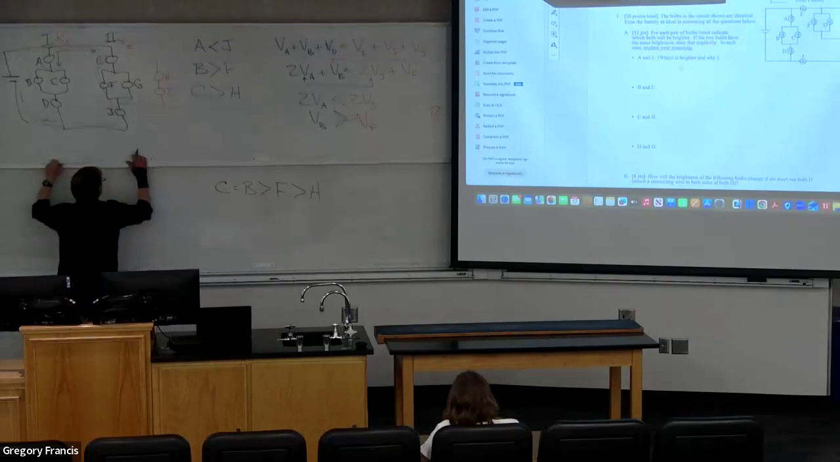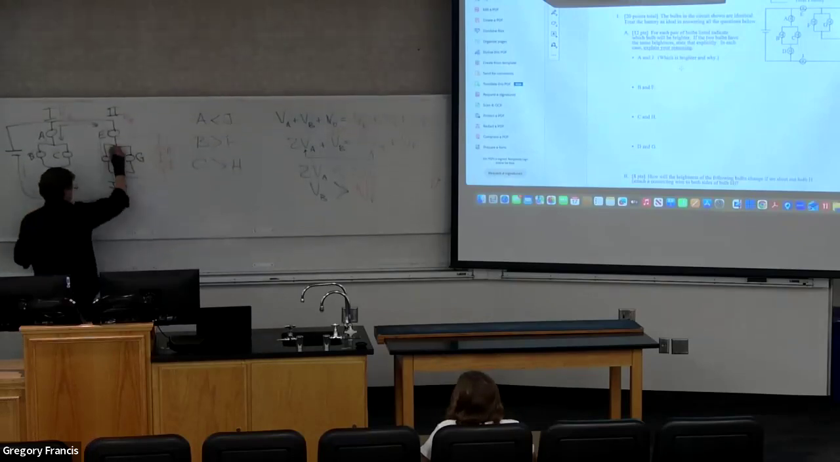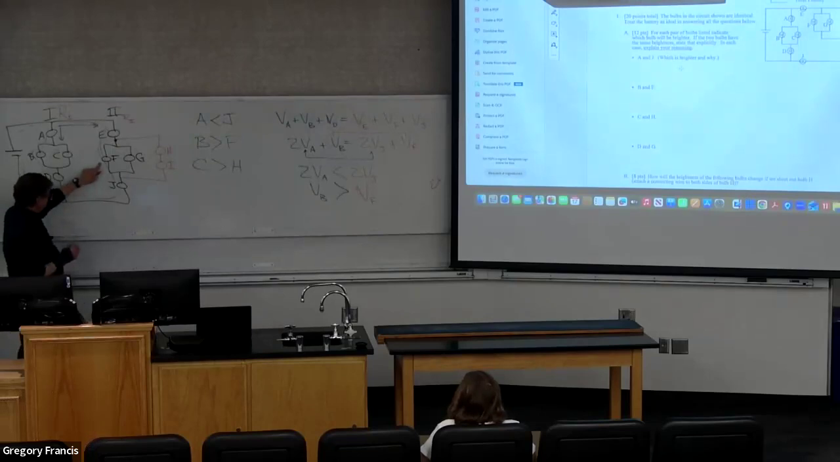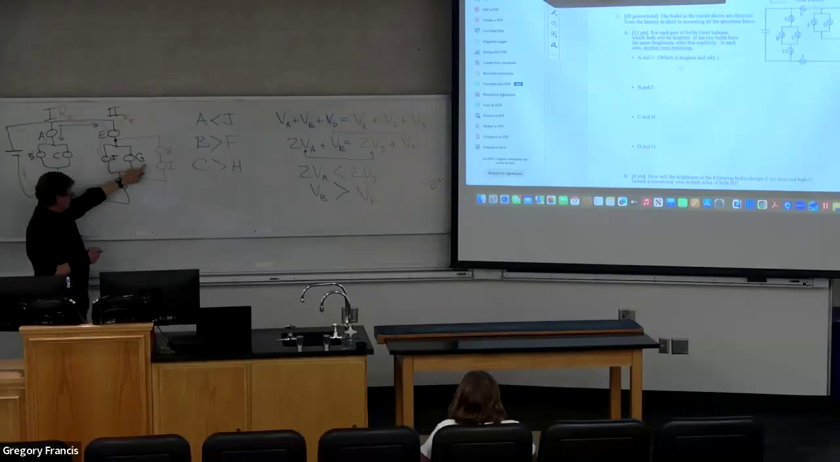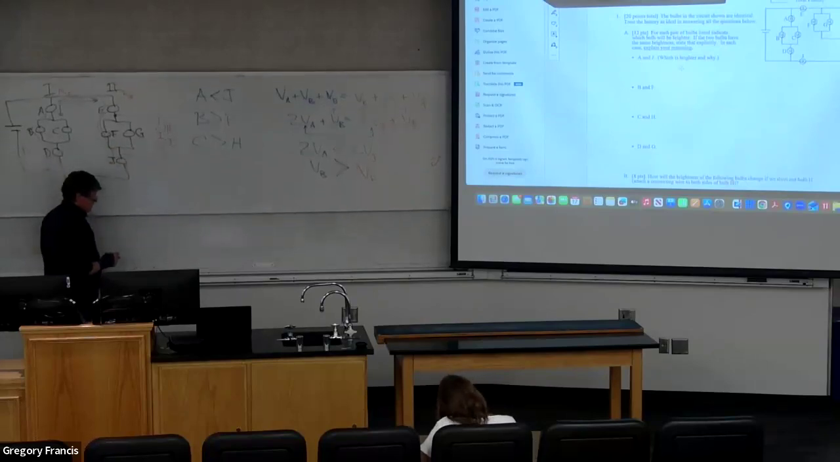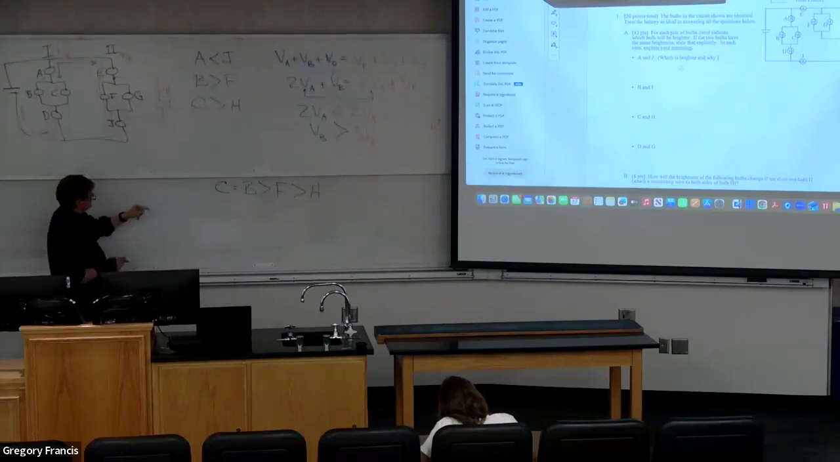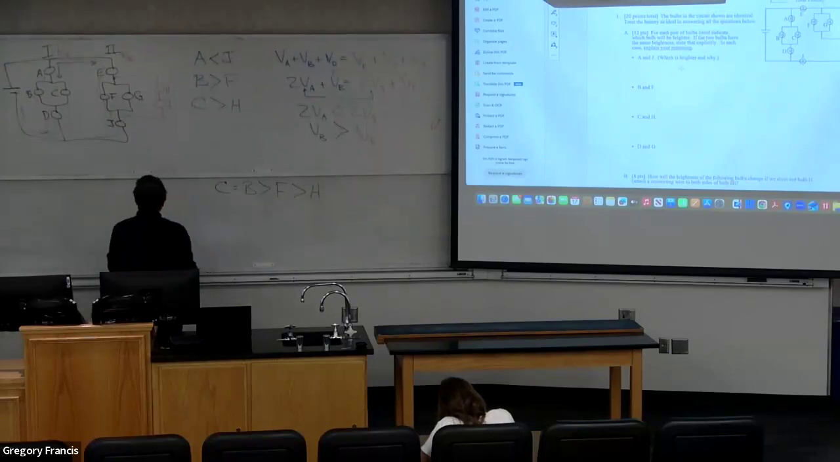When Fred gets here, he's got a choice. He can either go through a single bulb on this path, or a single bulb on that path, or a difficult path with two bulbs here. And so these guys are going to get the same amount of current, and this one's going to get less current. Current favors the path of least resistance. And so C is going to be brighter than H.